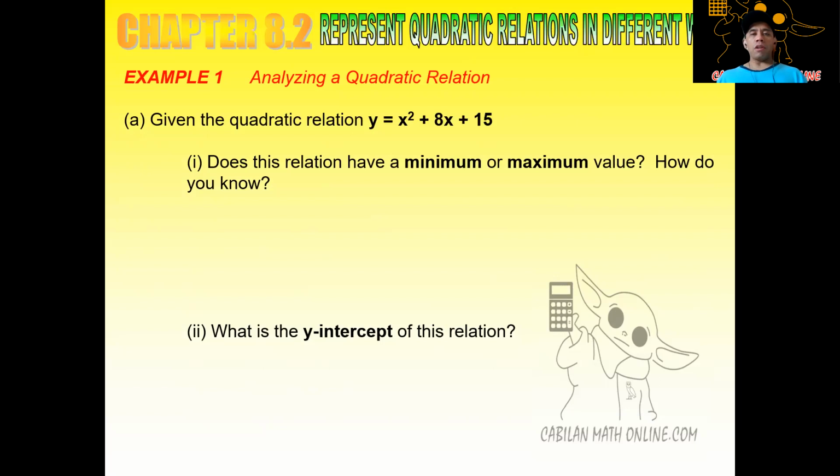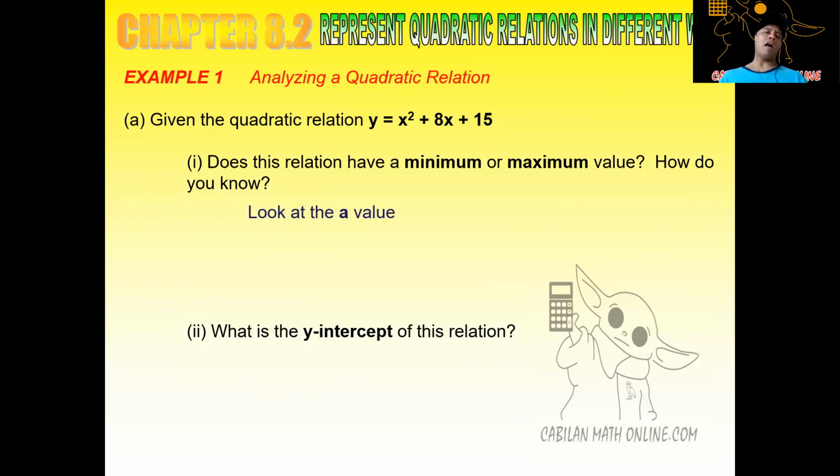Now, the way you approach this is to take a look at the equation and see how in the world we're going to figure that out using the different letters from the standard form. Now, in order for us to look at the minimum or maximum value, we have to first figure out whether the parabola opens up or opens downwards. And the way we do that is to look at the a value.